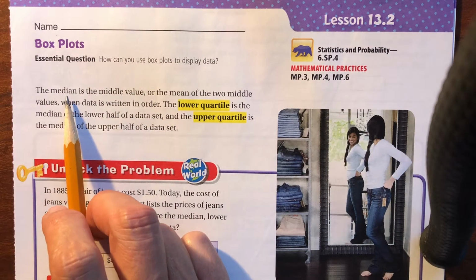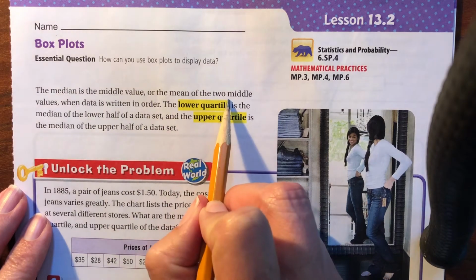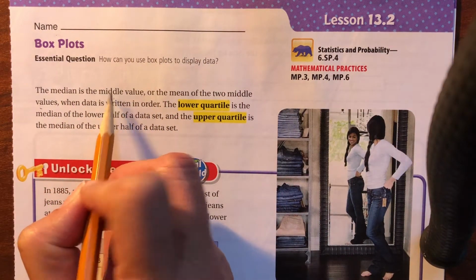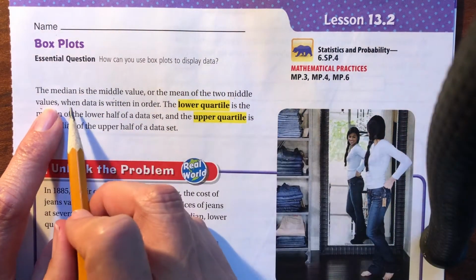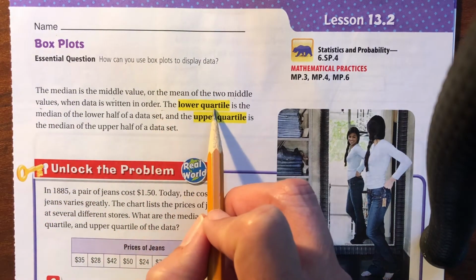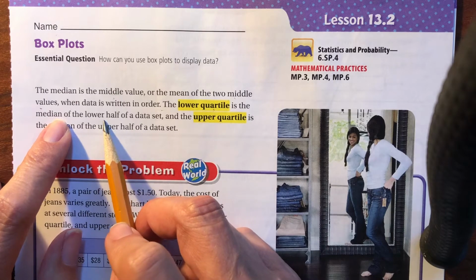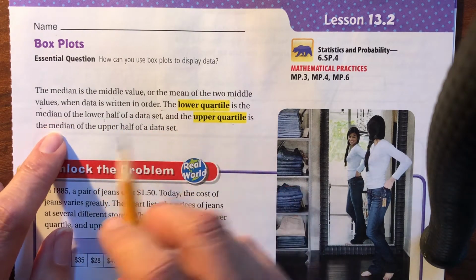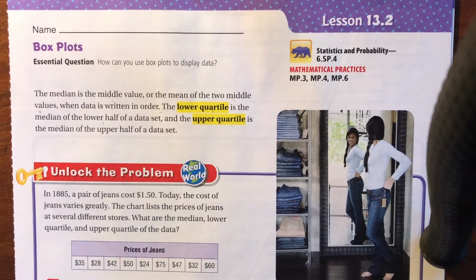The median is the middle value, or the mean of two middle values. So if there's an odd number, it's the middle one. If there's an even number, it's the two middle ones, when the data is given in order. The lower quartile is the median of the lower half of the data, and the upper quartile is the median of the upper half of a data set.